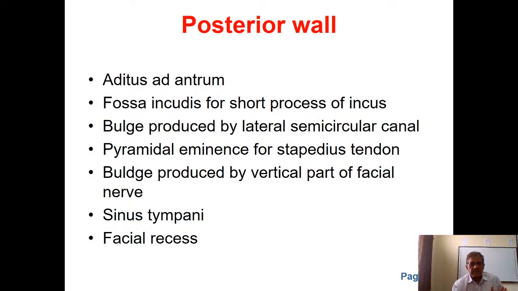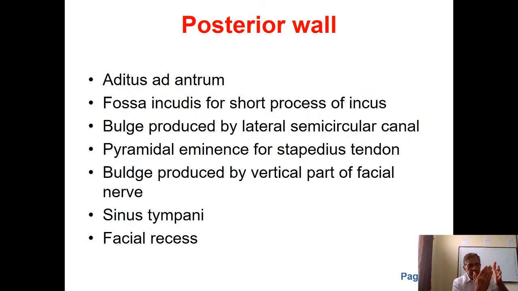In the posterior wall, in between there is the pyramidal eminence, which separates the posterior wall into two pouches, two spaces. The space which is outside, towards the lateral side, is called the facial recess. The one which is medial is called the sinus tympani. Try to get that picture.